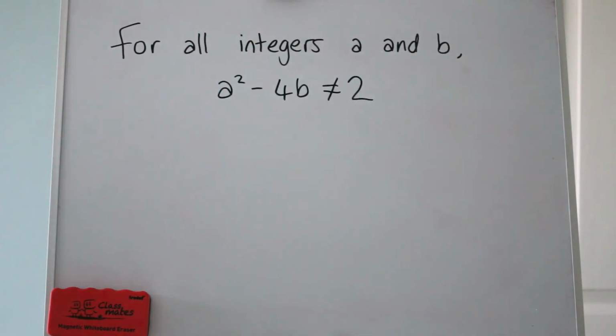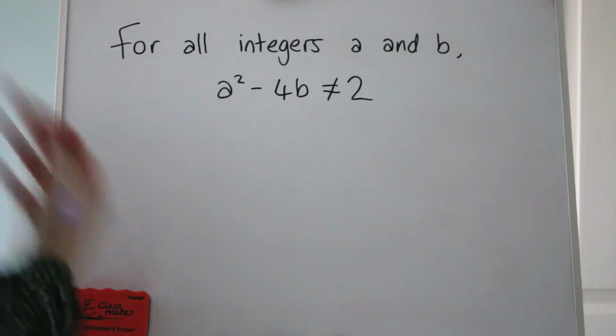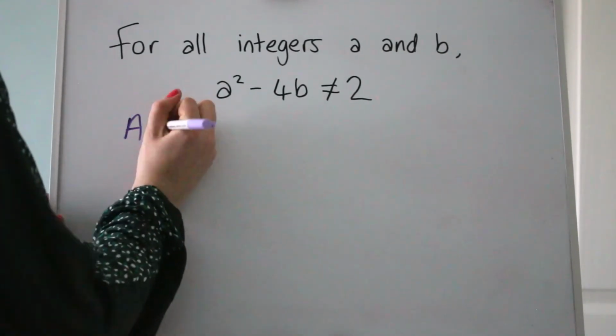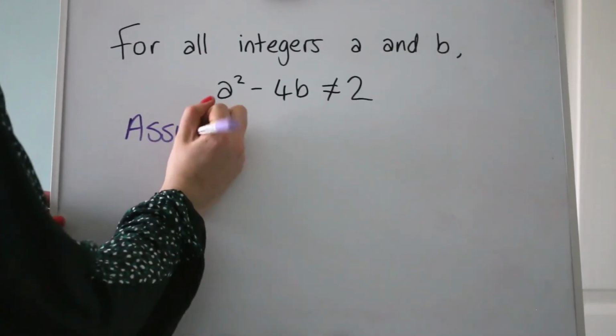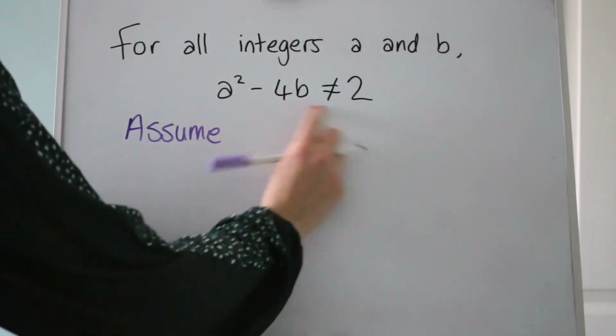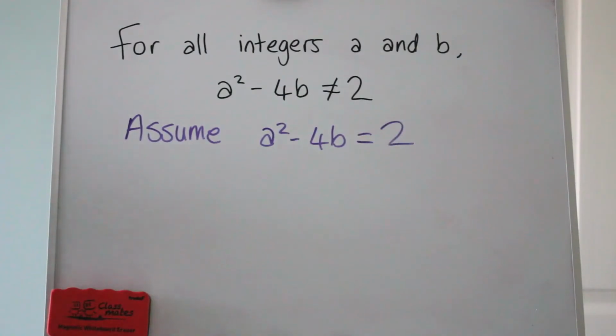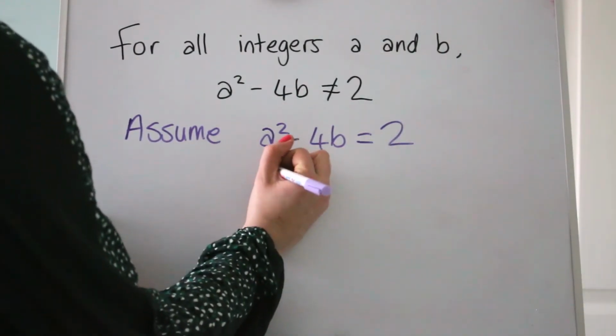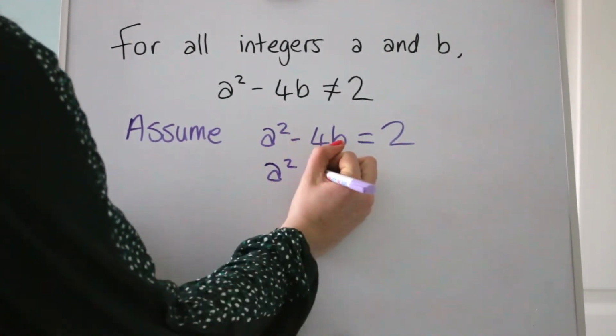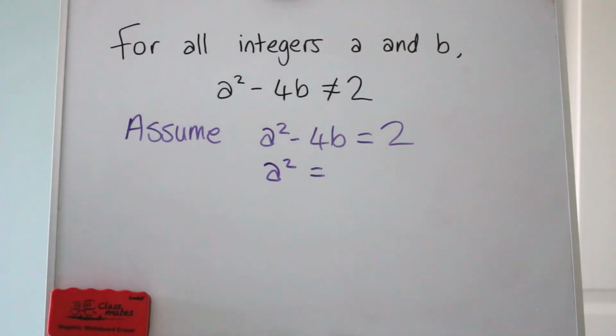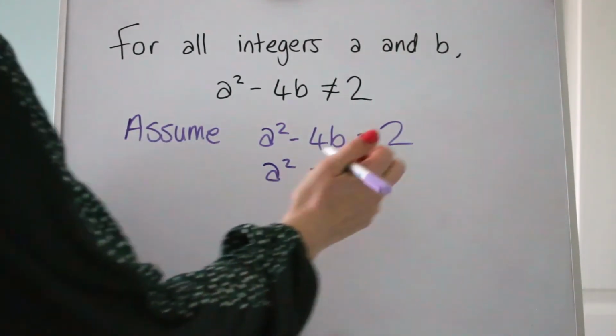Okay, third example. Here we've got for all integers, so integers are whole numbers, a and b, a squared minus 4b can never equal 2. We're going to start, same as before, by assuming the opposite and hope that we find a contradiction. So the opposite of this statement is that it does equal 2. Now the way we're going to tackle this is by using a method which you might have seen if you've done the proof that root 2 is irrational, which we're going to cover later actually.